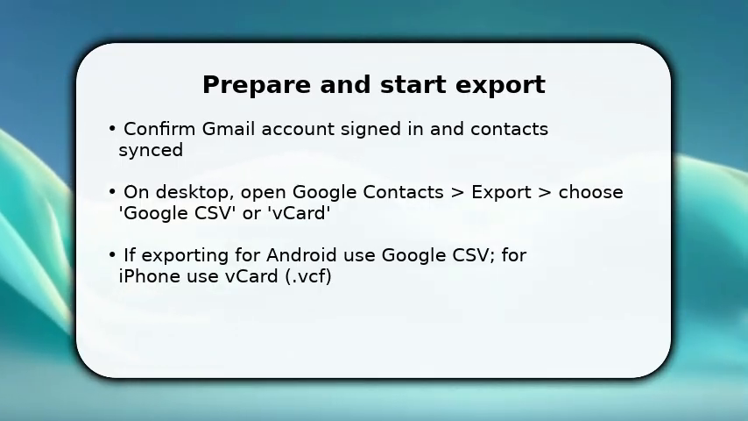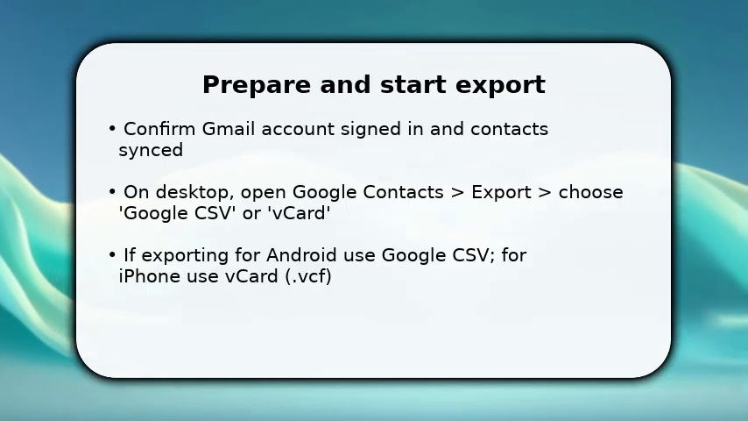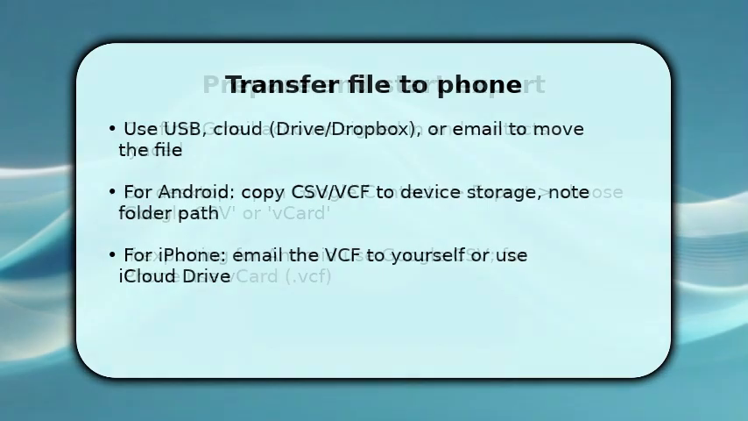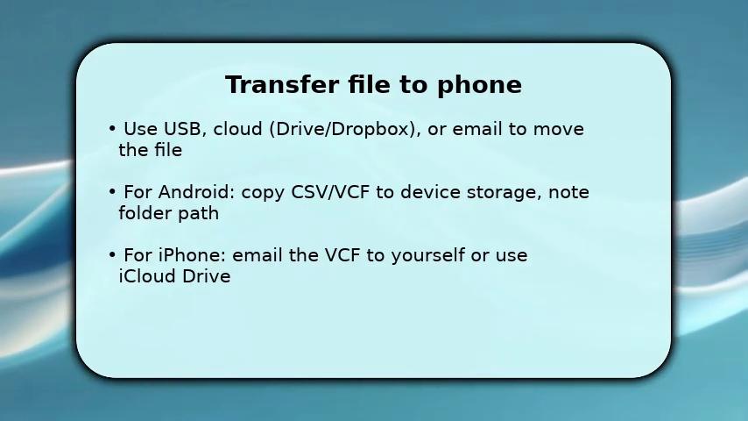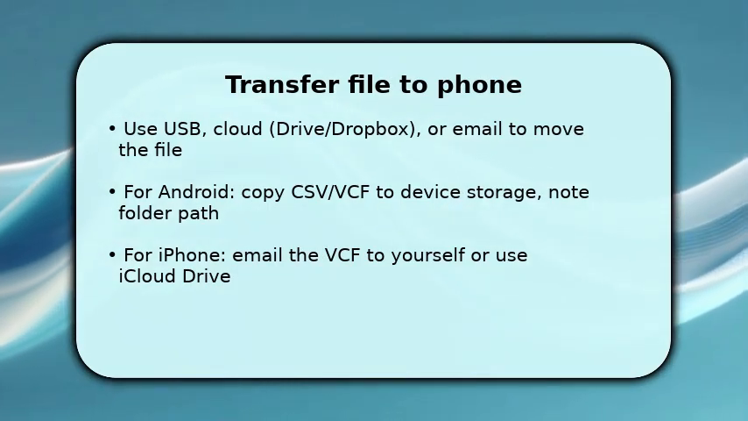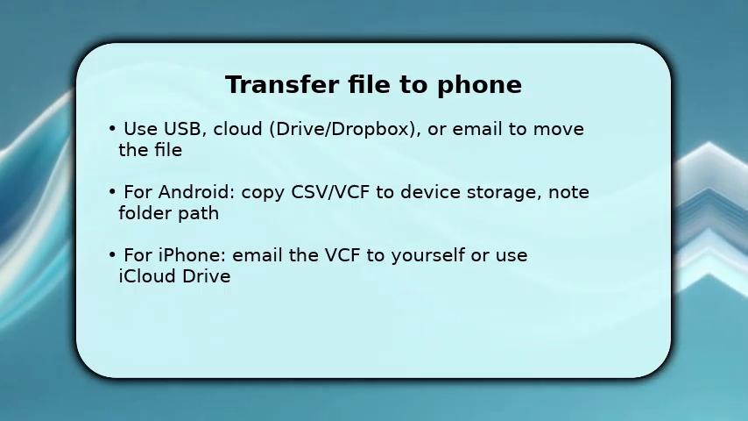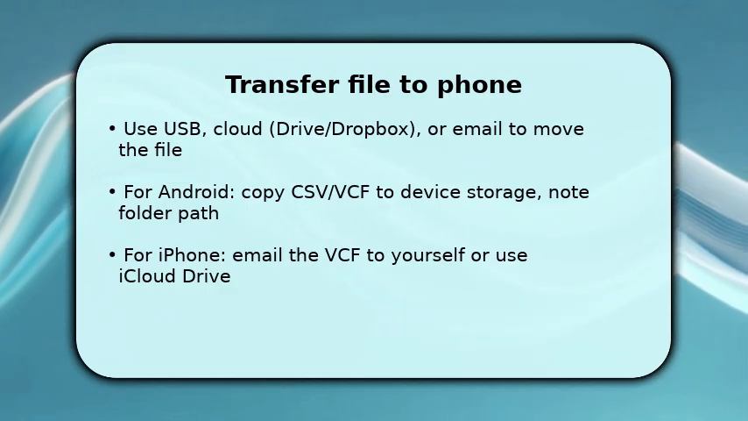Once done, locate the downloaded CSV or VCF in your Downloads folder. Make sure the file name is clear. Before moving, you'll now move that CSV or VCF to your phone. If using USB, connect the phone and copy the file into Downloads or a Contacts folder. For Android, note the exact path.